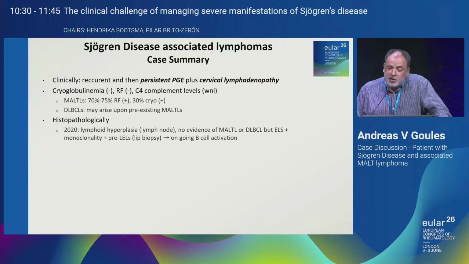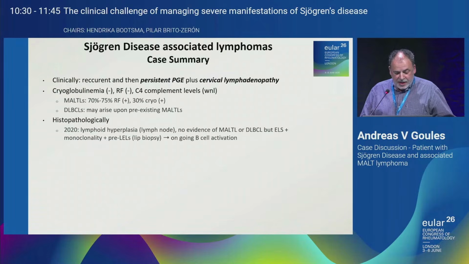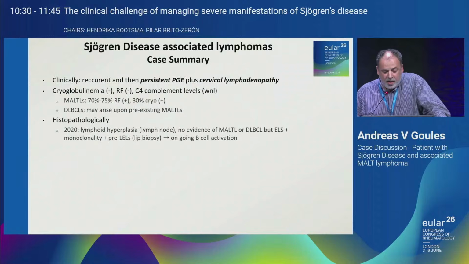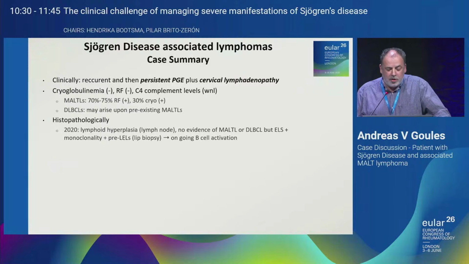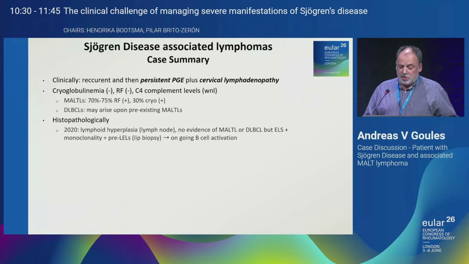Histopathologically, in 2020, the patient had lymphoid hyperplasia in the lymph nodes, as Lucas stated. There was no evidence of MALT lymphoma or DLBCL lymphoma in the lip biopsy, but she started developing ectopic lymphoid structures together with B-cell monoclonality and early lymphoepithelial lesions, and all these point out an ongoing B-cell activation.